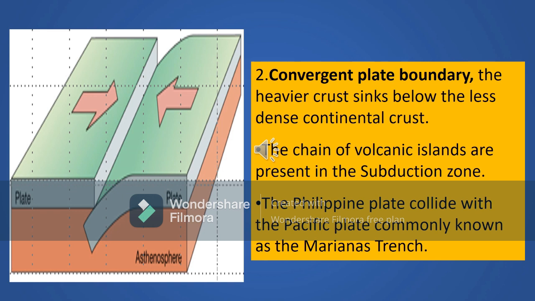Okay. Number 2, convergent plate boundary. The heavier crust sinks below the less dense continental crust. The chain of volcanic islands are present in the subduction zone. The Philippine plate collides with the Pacific plate, commonly known as the Marianas Trench.